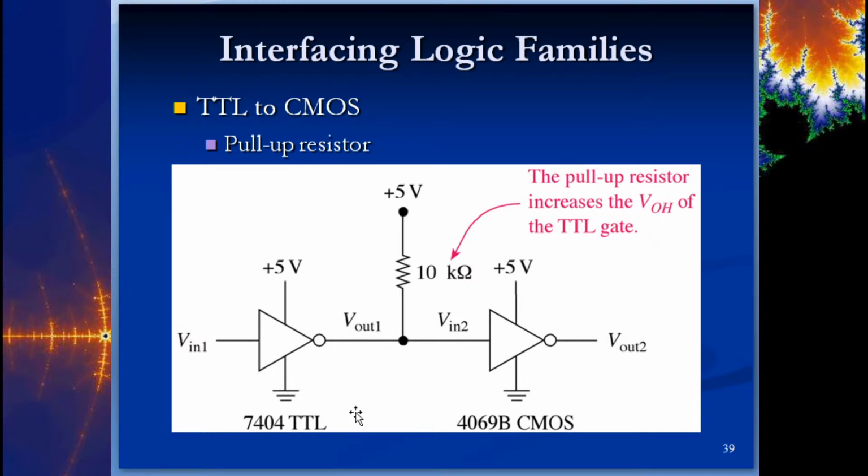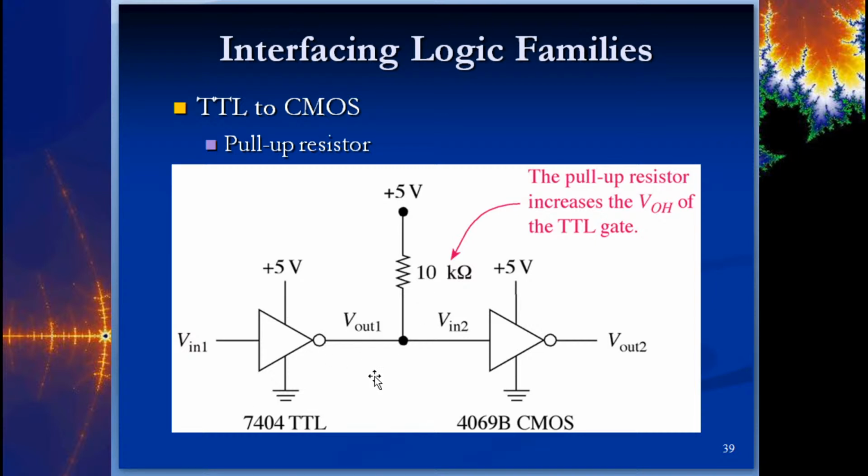So if you wanted to pull something low, you put it in series with a 100 ohm resistor and make it go to ground. And if you want to pull a value up, we typically connect it to 5 volts and then put it in series with a 10K ohm resistor.